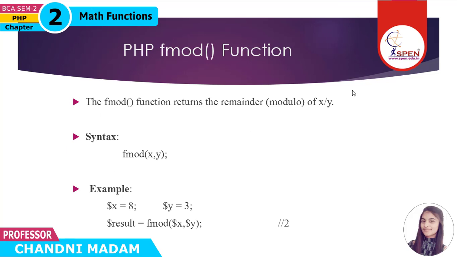Our next function is fmod. This function returns the floating point remainder of the division of the arguments. The fmod function requires 2 arguments, x and y. Both fields are required. Here x specifies the dividend and y specifies the divisor. Here is the example. We declare 2 variables x and y. The x value is 8 and the y value is 3. We use the fmod function and pass 8 and 3. So the remainder is 2, and the output is 2.